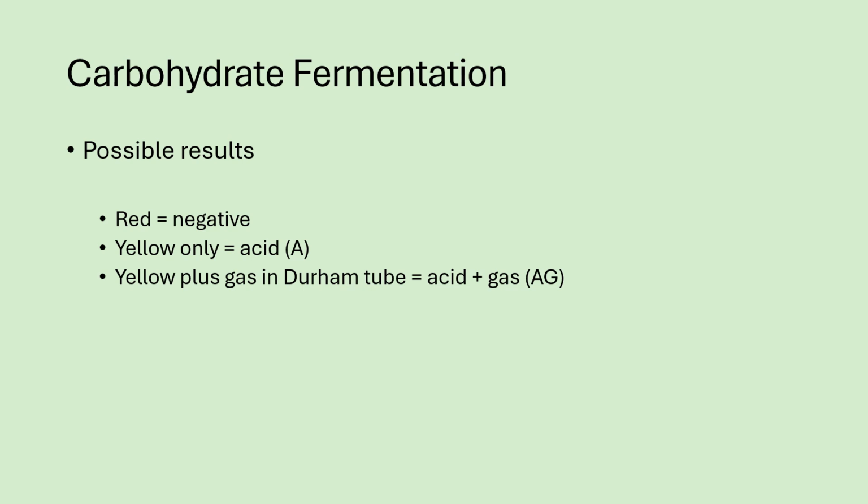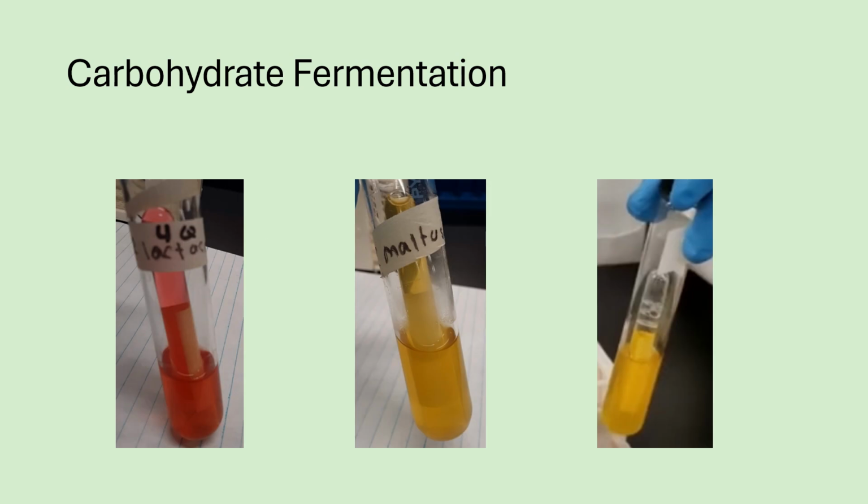If you have the tube and it's yellow, plus there is a gas bubble in that Durham tube, then that means, yes, acid was produced as well as gas. So you would record that as AG, once again using capital letters. So those are your 3 possible types of results from the fermentation of carbohydrates.